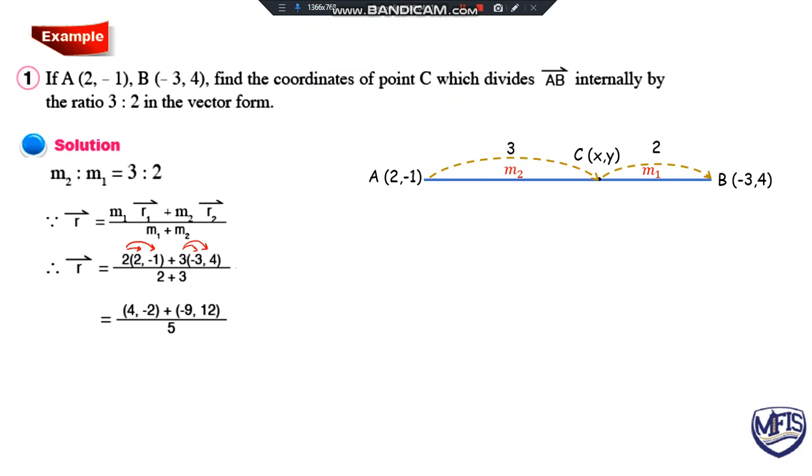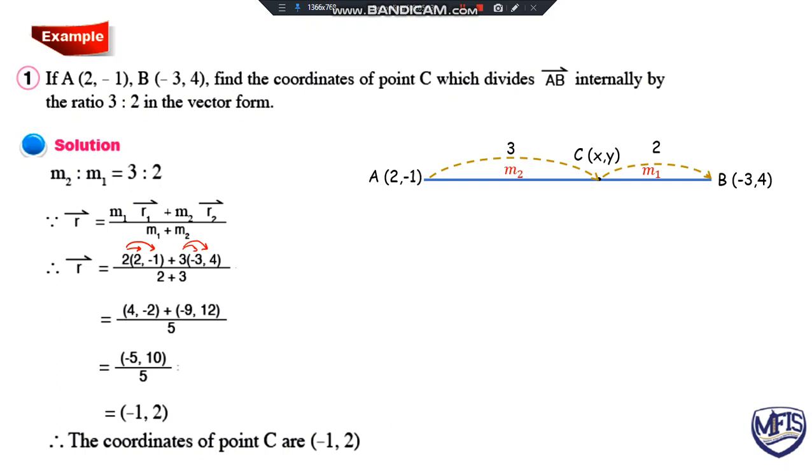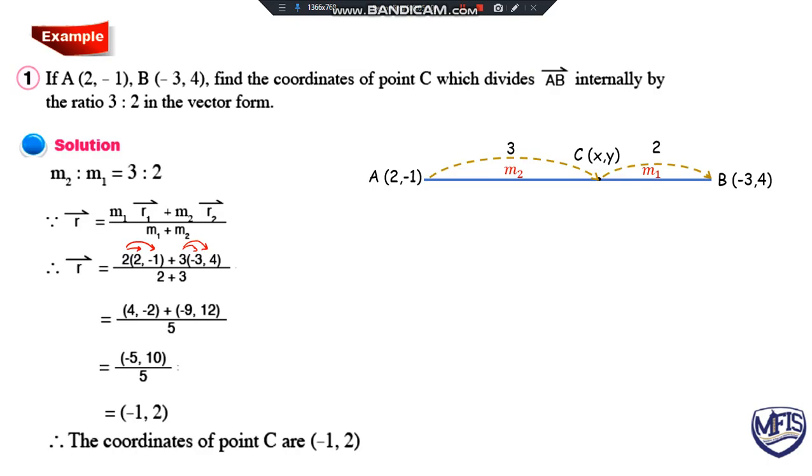So we can make the addition between the two ordered pairs, over 2 plus 3, which is 5, so (-5, 10) over 5, which equals (-1, 2). So the coordinates of the point C will be (-1, 2). Also, we can use the Cartesian form to find the coordinates of the point C.